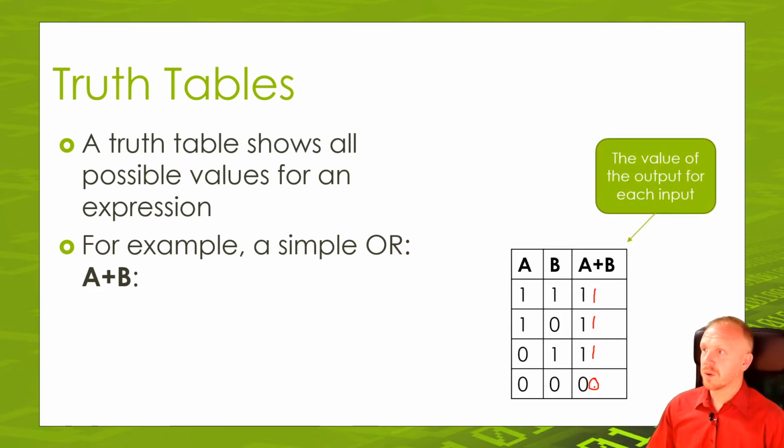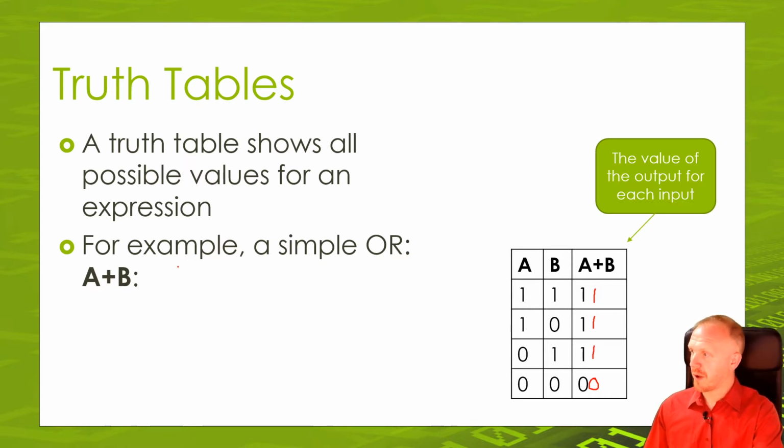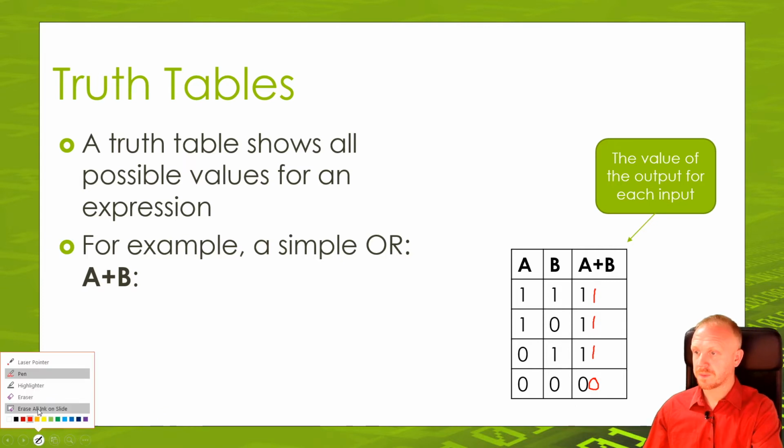So the value of the output for each input is put in the third column, and that's a complete truth table. I'll just remove the red.